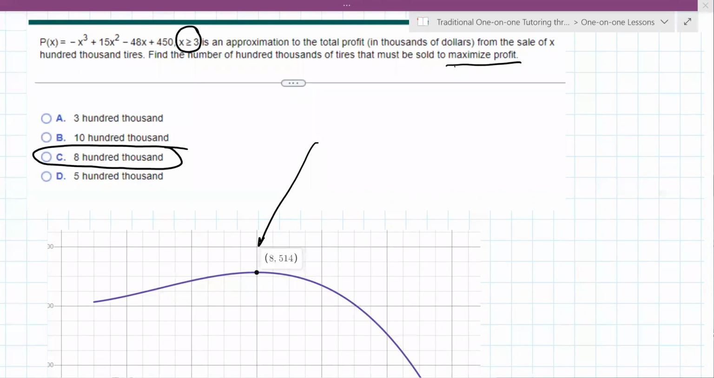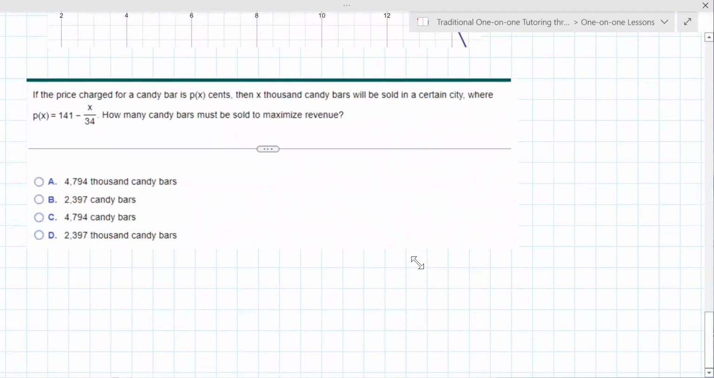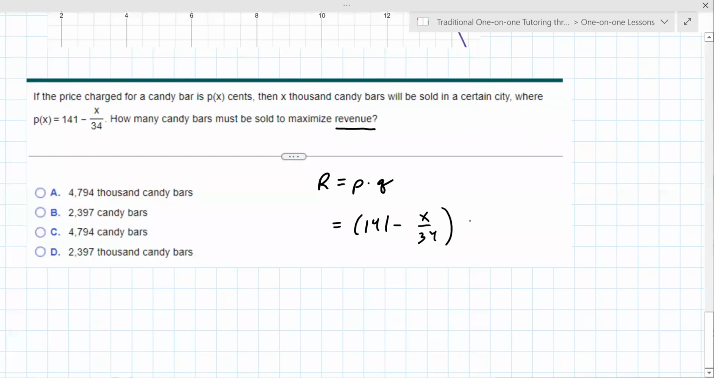All right, so 5, here's the first question where we've got to do a little work on our own before we can just either graph it or determine the answer. It says the price charged for a candy bar, P of X cents, then X thousand candy bars will be sold in a certain city, where 141 minus X over 34 is the price. So revenue is price times quantity. So your price is 141 minus X over 34, and your quantity is X.